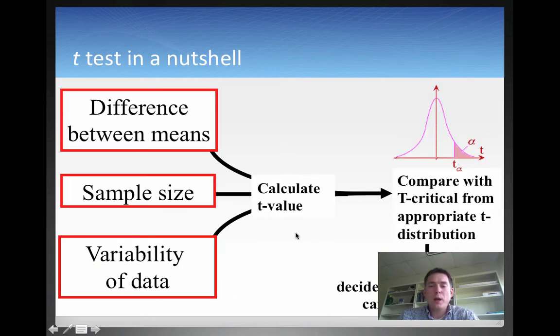So in order to calculate a t-test, we take the difference in the means, we look at the sample size, and we look at the variability of the data, and based on that we calculate a t-value. And then we compare that t-value with the appropriate t-distribution, and we see, well, what's the chance of obtaining such a t-value if the null hypothesis was true and really there was no difference between the groups?